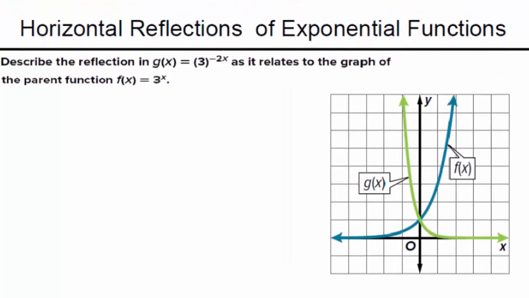So our next one is a horizontal reflection, and we have 3 raised to the negative 2x power, and the parent function is just 3 raised to the x. So there's actually two things happening here. We're multiplying by negative 1 and we're multiplying by 2 directly on the x value. So multiplying by 2 is going to cause a horizontal compression by a 1/2 factor. So all the x values along f of x are going to get 2 times closer.